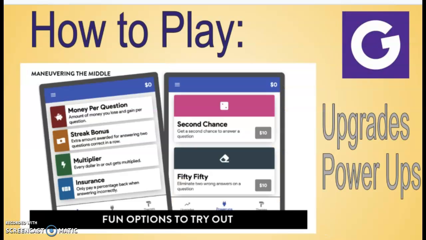So when they play, as they start accumulating money, they can do what's called upgrades or power-ups. Once they have a certain amount of money, they'll get to different levels in the game. Each level unlocks a different kind of power-up and upgrade. So they get to decide when they're reinvesting their money into other ways that they can make more money. An upgrade is when they're going to multiply their money, and a power-up is when they can start slowing down their opponents. Okay, so you can see here if they have $10 and they want to use it, they can do 50-50, which will eliminate 2 wrong answers. So the money per question, they can do streak bonus, multiplier, and they can buy insurance.